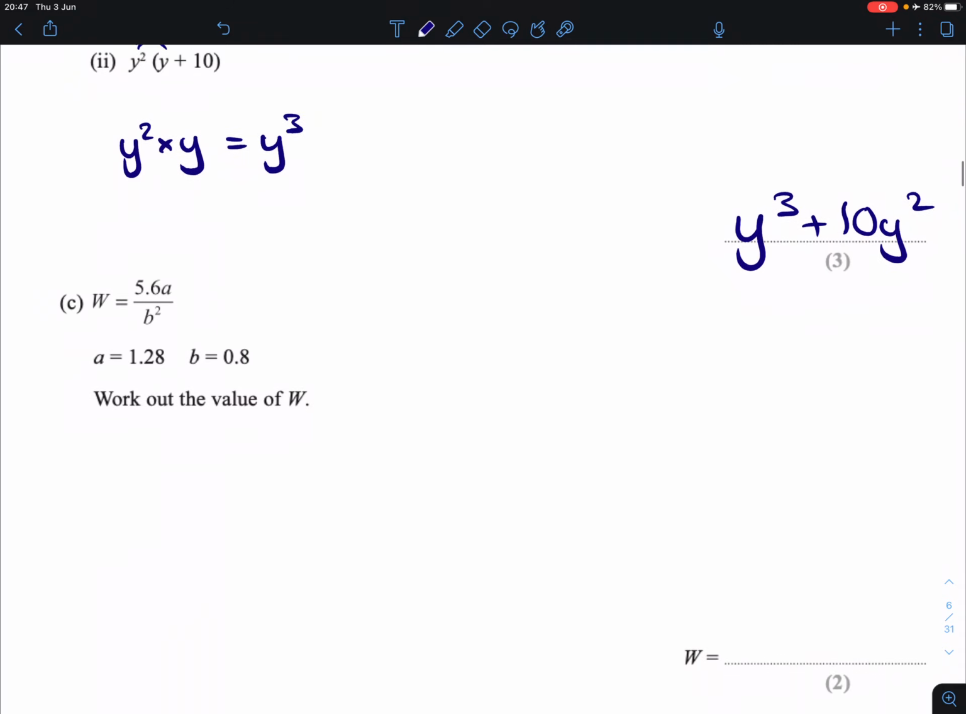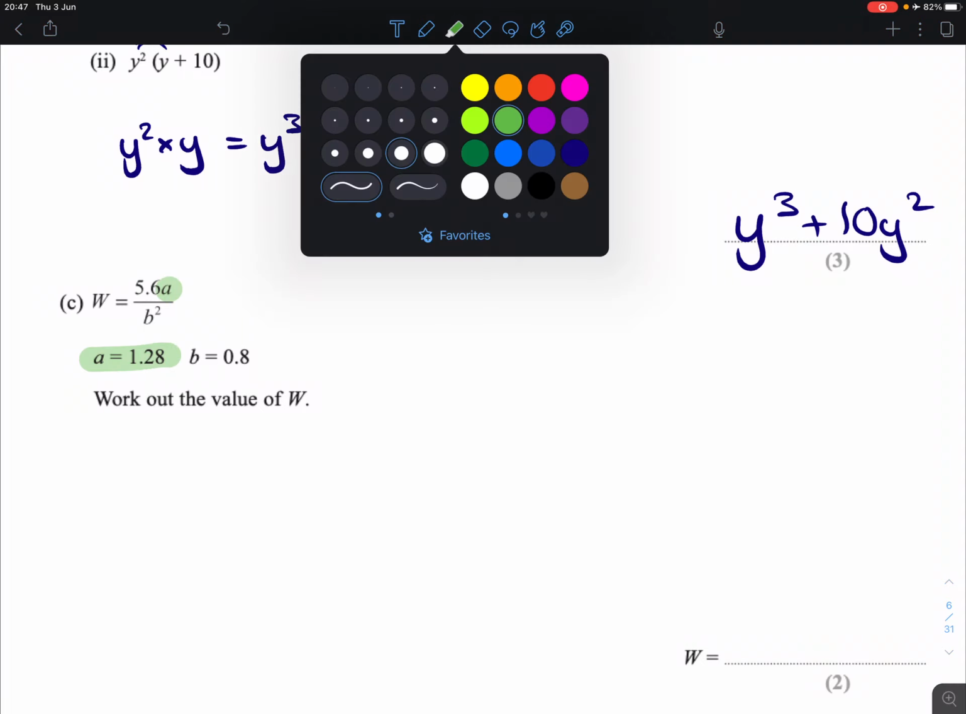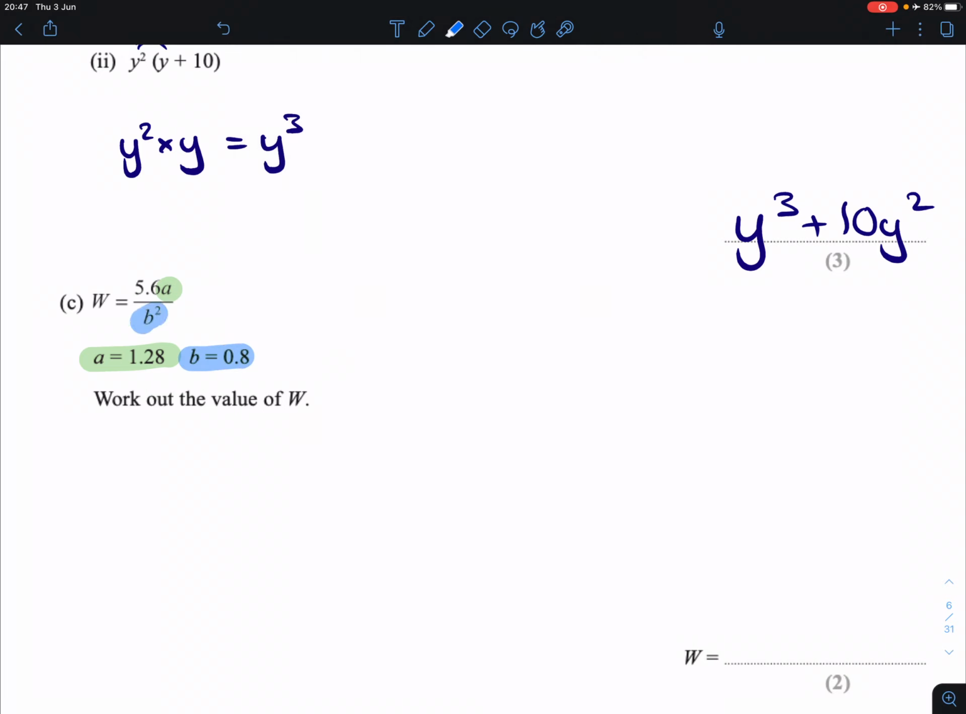Part C, we have w equals 5.6a all over b squared. We're told what a is, we're told what b is, so all we need to do is substitute them into the formula and let the calculator do the rest. So it'll be w equals 5.6 times a, which is 1.28, divided by b squared, which is 0.8 squared, and that gives us 11.2. Done.